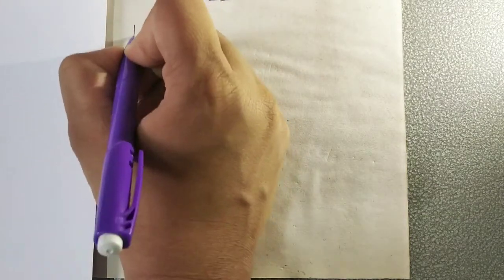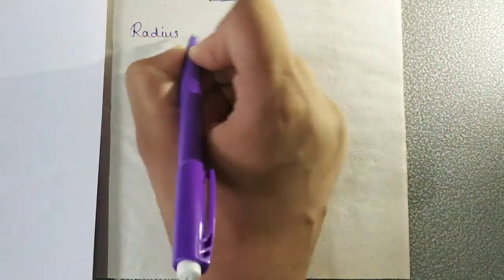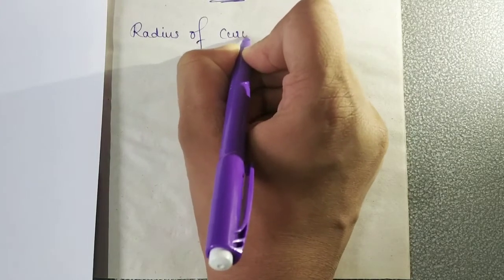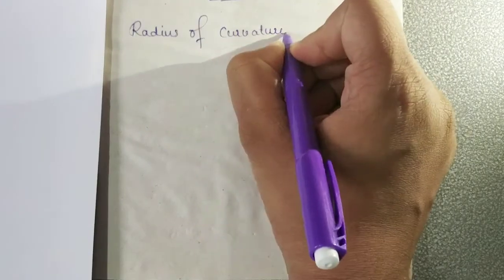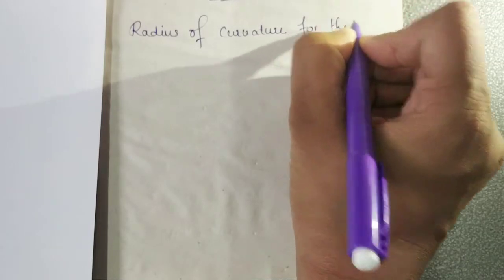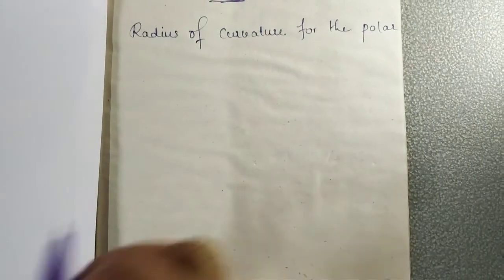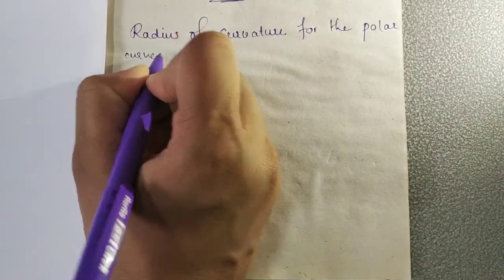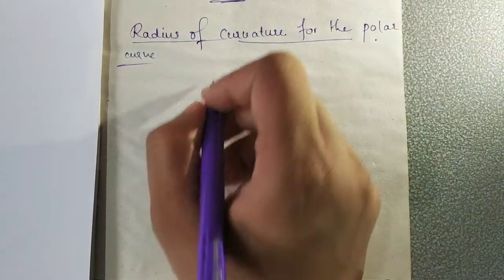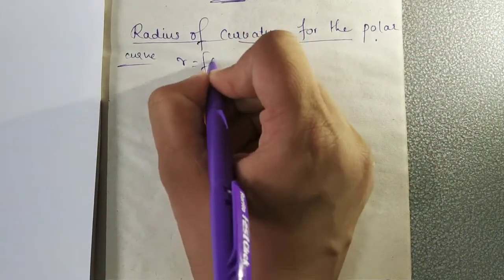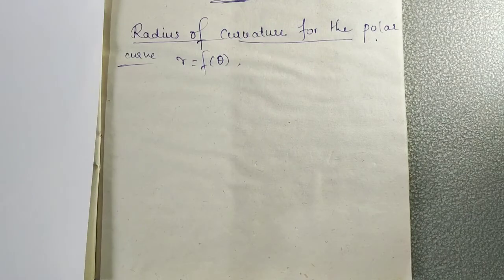Hello everyone. Let us start with the derivation of the radius of curvature for the polar curve. As you know, the polar curve will be in the form of the variables r and theta.